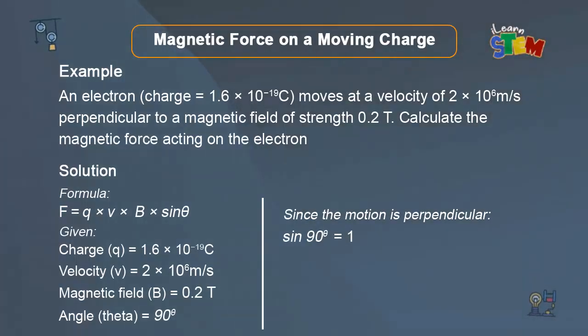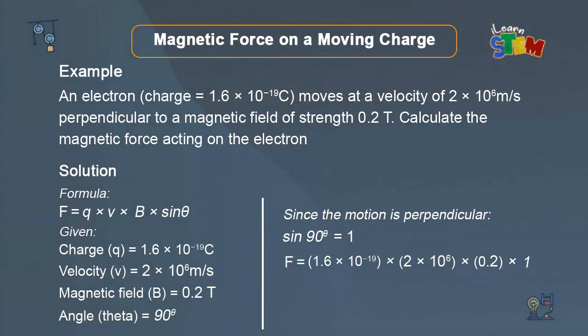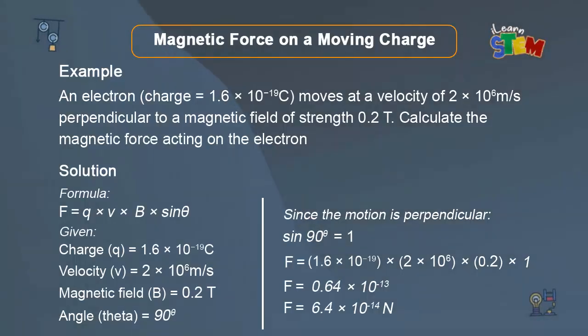Substituting the values. Force equals open bracket 1.6 times 10 to the power of minus 19 close bracket, multiplied by open bracket 2 times 10 to the power of 6 close bracket, multiplied by 0.2, multiplied by 1. This simplifies to 0.64 times 10 to the power of minus 13 newtons. Expressed in standard form. 6.4 times 10 to the power of minus 14 newtons. Answer: the magnetic force acting on the electron is 6.4 times 10 to the power of minus 14 newtons.